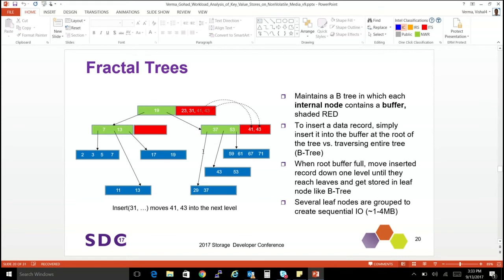Each internal node contains a buffer, and whenever you want to insert a record, it will insert into the buffer, and that's it. Your application will just return, and the write doesn't have to go to the very bottom. It will just write it, and that's it. But once the buffers are full, then it starts traversing through the entire tree, like in the B-tree case.